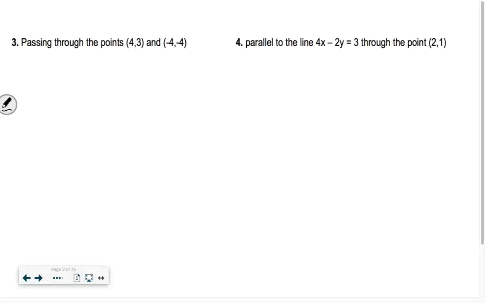All right, so passing through the points (4, 3) and (-4, -4). Both of those equations had the slope for you, right? Both slope-intercept form and point-slope form had the slope in them. This doesn't have the slope. So if you don't have the slope, you always have to find that first. So our slope is y2 minus y1 over x2 minus x1. So -4 minus 3 over -4 minus 4. So we get -7 over -8, which is 7/8.